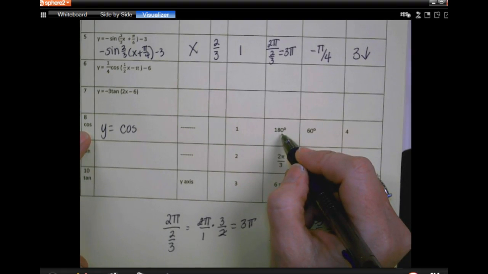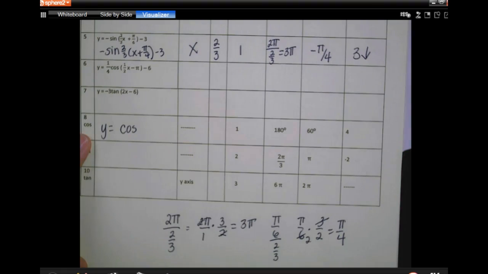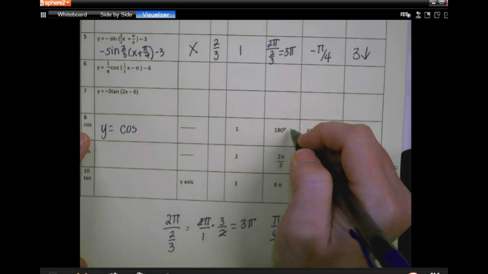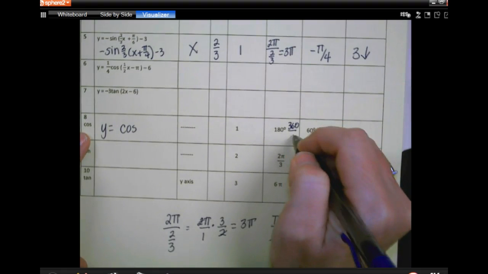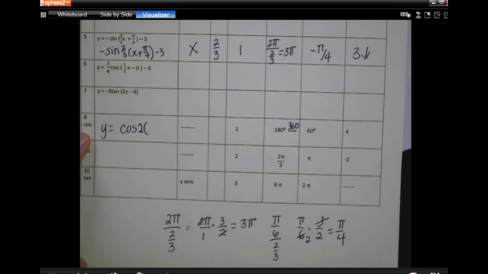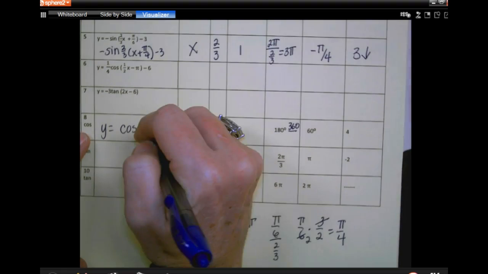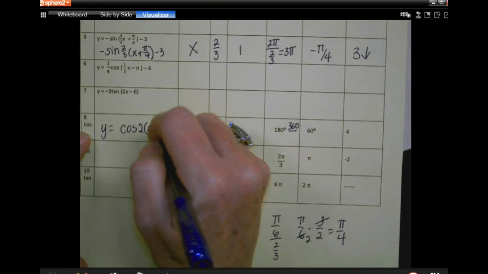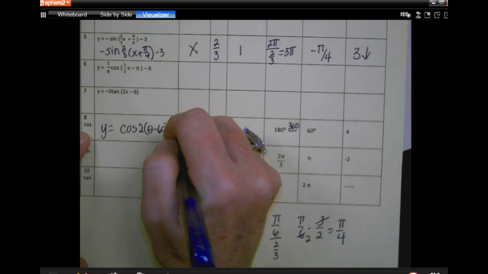So then here, this is 360. I mean 180. Wait, wouldn't it be tangent? It's supposed to be 360, right? So what did I do? I took 360 divided by what to get 180? 2. So that gives me a 2 here. So I use theta because it's in degrees. I'm going to subtract 60 and then add 4.